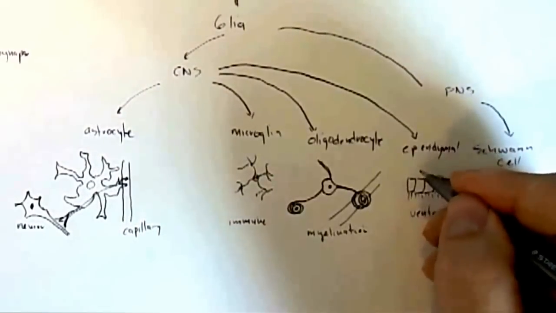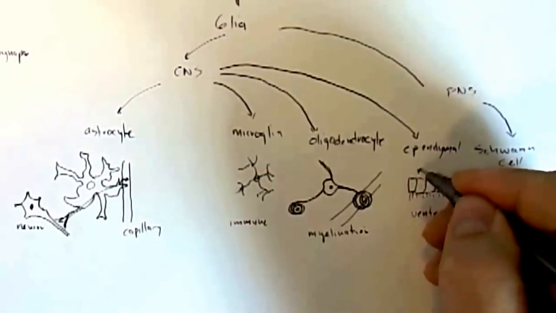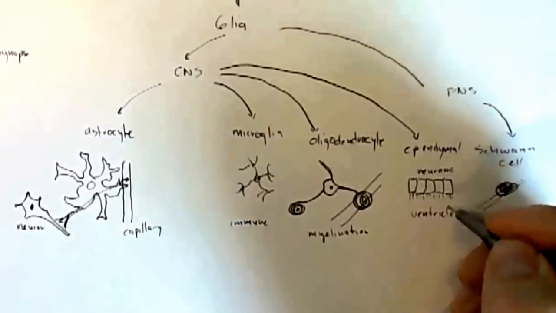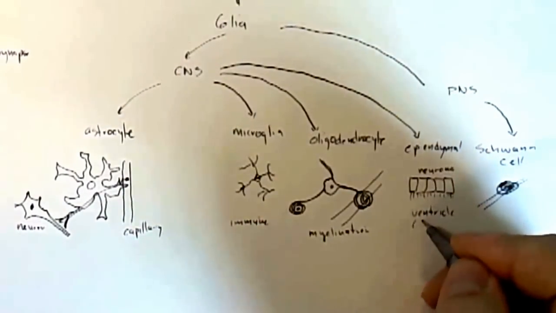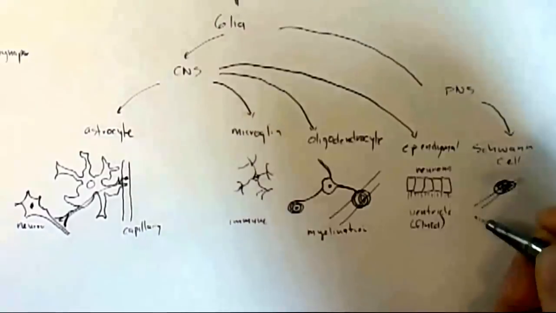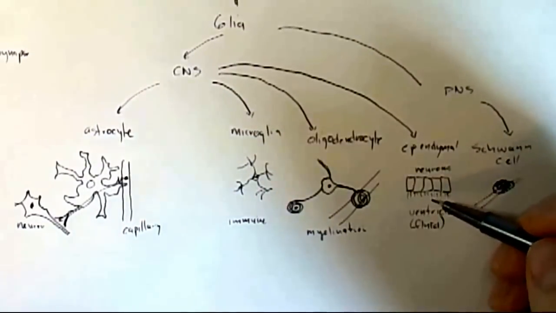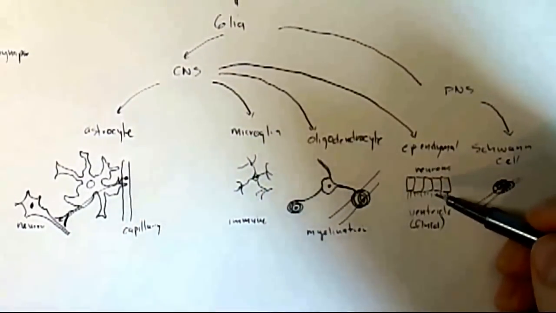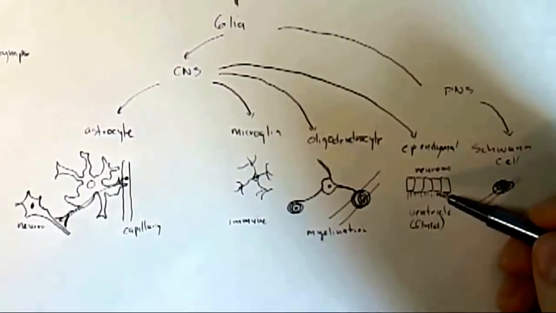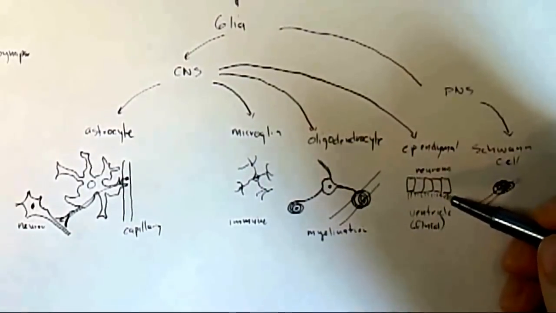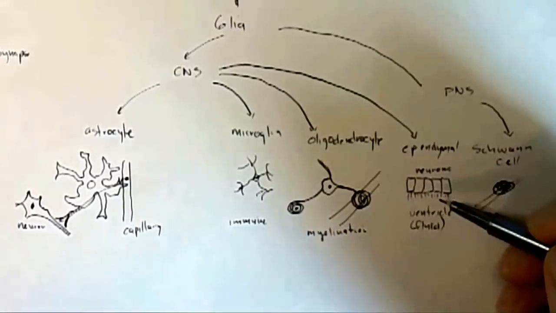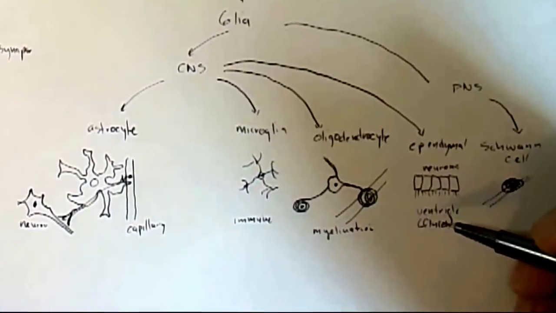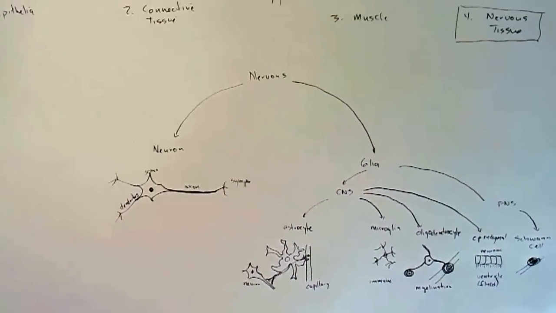And then neurons and things like that would be up here. So there would be fluid in here. And ependymal cells line those ventricles. So it's much like an epithelia, which lines the digestive system and the reproductive system and the respiratory system. Ependymal cells line the ventricles in the brain. All right, so that's all the nervous tissue.